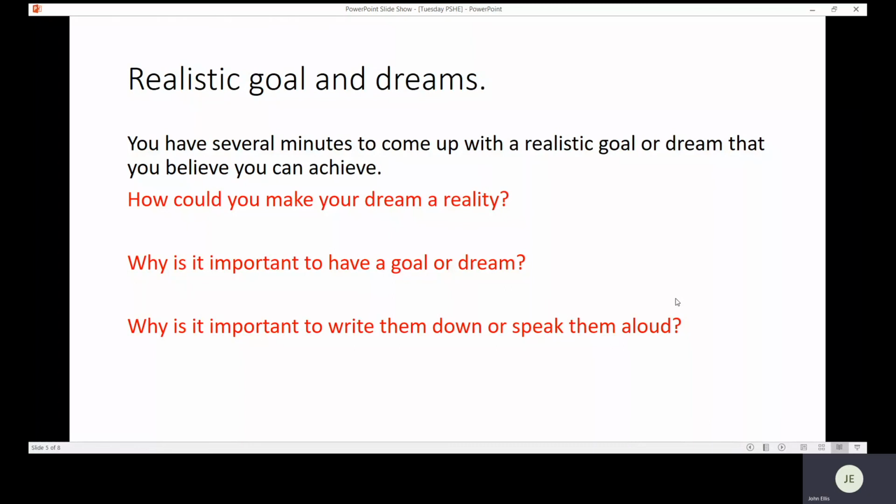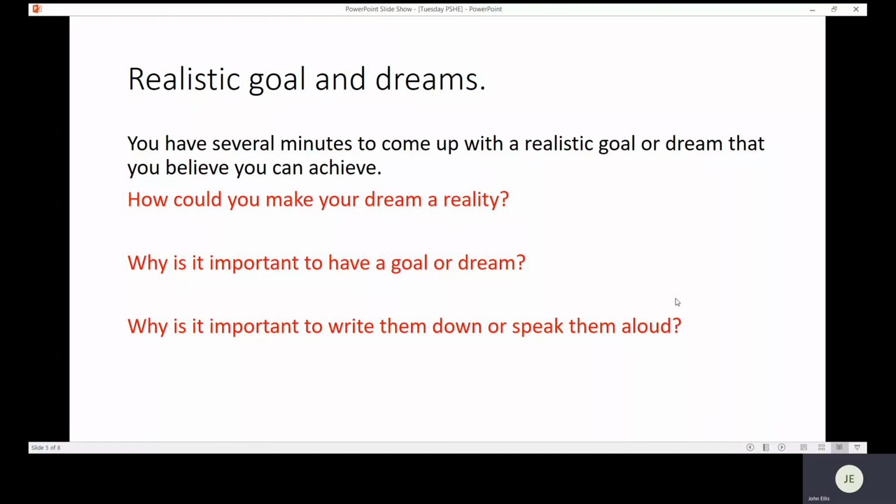Why is it important to write them down or speak them aloud? Now, I'm sure lots of people are going to have different opinions on this. For me, if I write something down and then talk to someone about it, it's becoming almost a reality. The dream is beginning to exist. It's no longer an idea. It's actually an active goal I'm trying to pursue. So that's why I feel it's important to write them down.